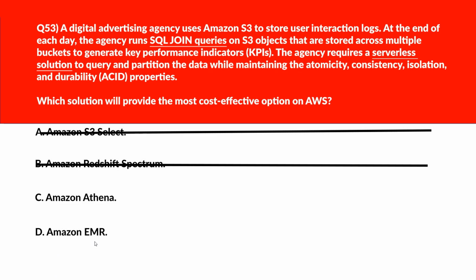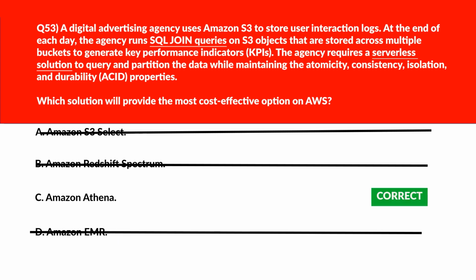D says Amazon Elastic MapReduce, also known as EMR. Elastic MapReduce would involve additional management and higher cost compared to Athena, which is serverless. That being said, D is out. Let's lock option C as the right answer.